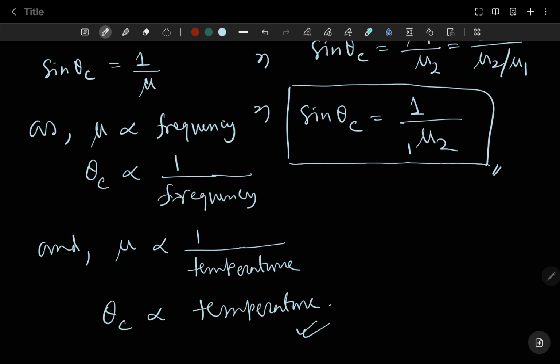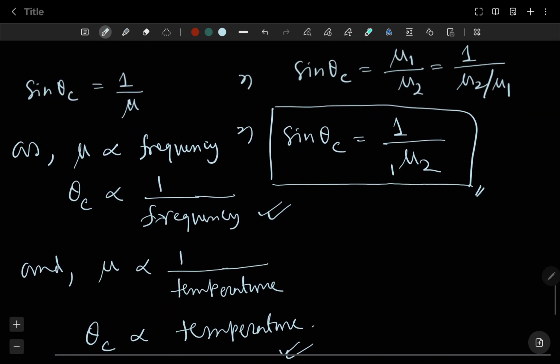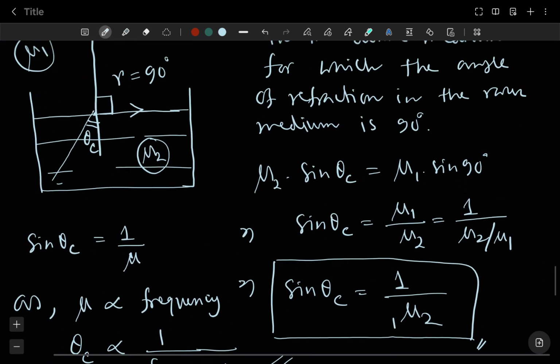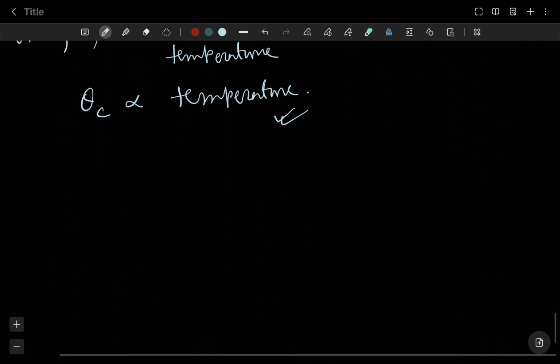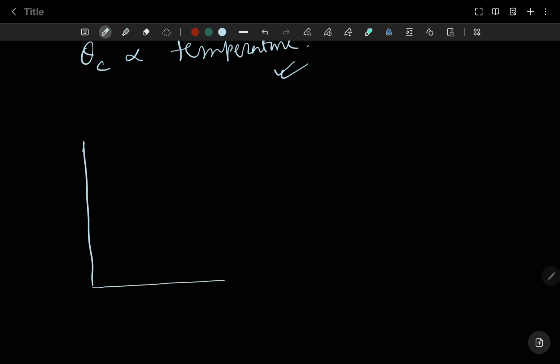Okay, fine. So these two things they ask you in MCQ or short questions or assertion reasoning questions very much. Okay, so now we have a very common question regarding this critical angle, that suppose we have a point source of light. This is a denser medium.